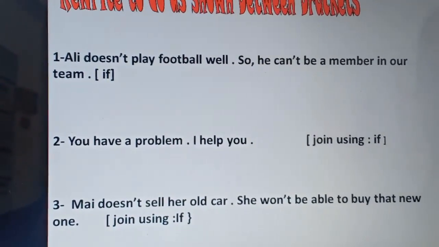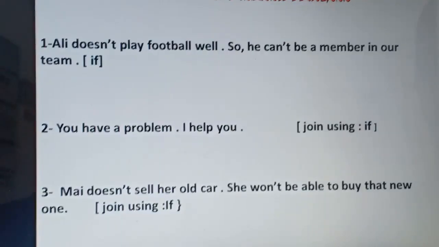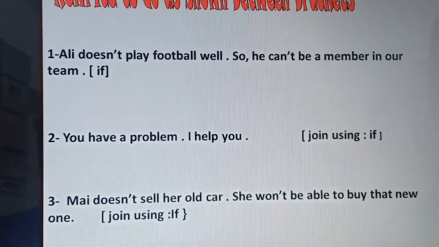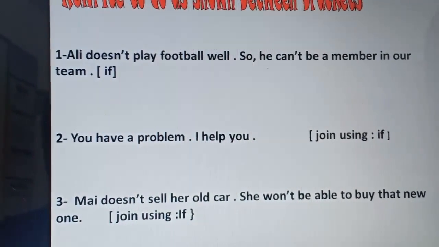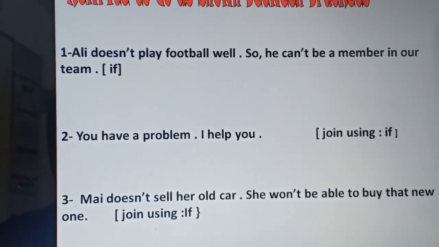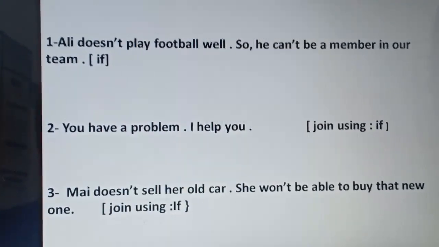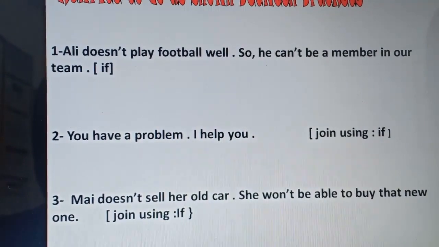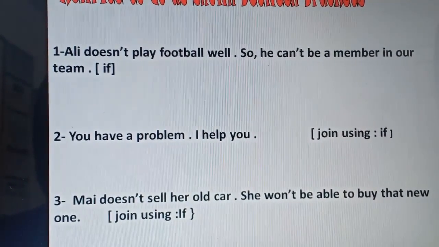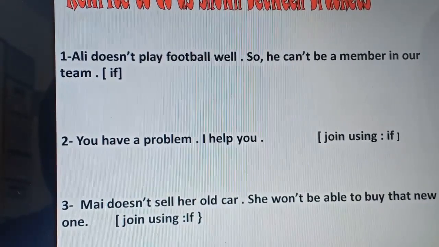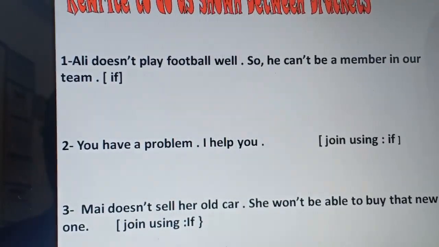Before I start joining any sentence using if, I must read the sentence carefully to decide which situation it is going to deal with, to decide which conditional I'm going to use. Then decide where is the condition part and where is the result part. Number 3, put the rule in your mind and then start applying on the sentence. So let's start with number 1.